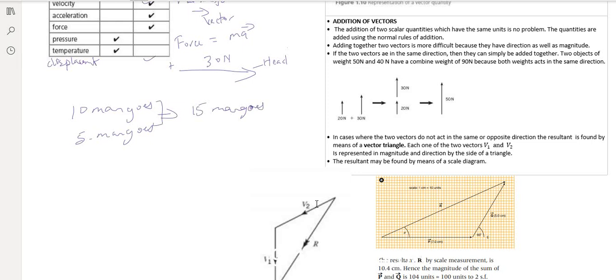Now, when it comes to vectors, it's not as easy as we think it is. We have to involve quite a number of other things, if the vectors are not in a particular position.